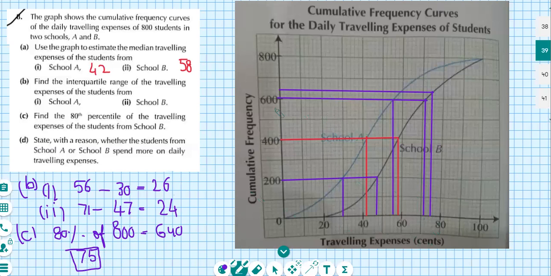Next, part D. State with the reason whether the students from school A and school B spend more on daily traveling expenses. So yes, you can see in the curve that school A has less traveling expenses for most of the students, whereas for school B, the curve starts from 20 and it ends at 100. So most of the students have greater expenses as compared to school A. So the answer is school B. School B students have greater travel expenses as compared to school A.